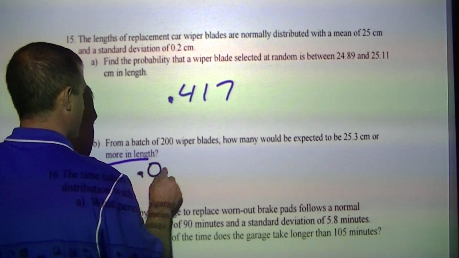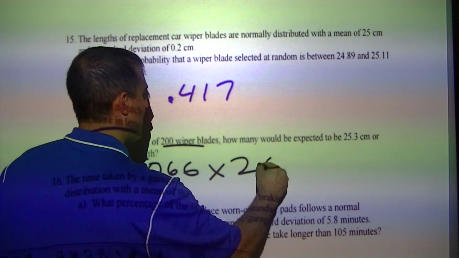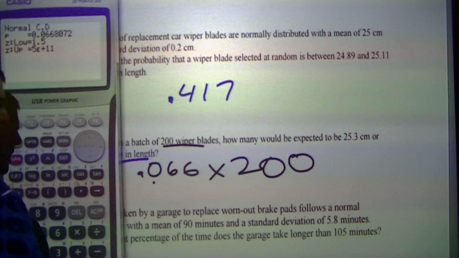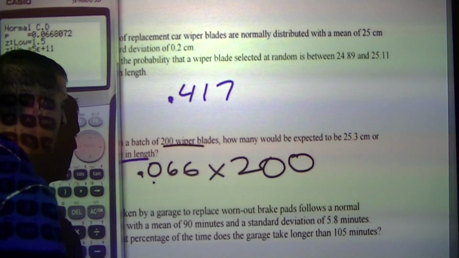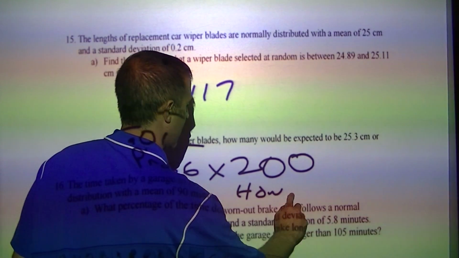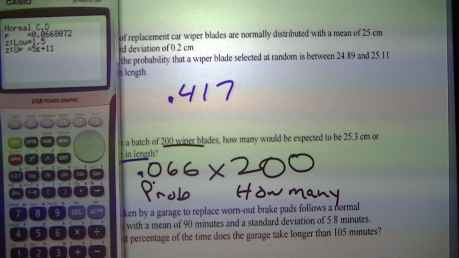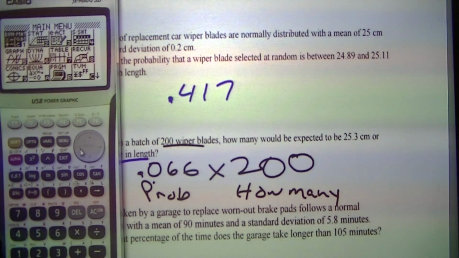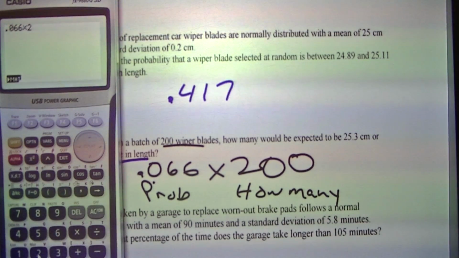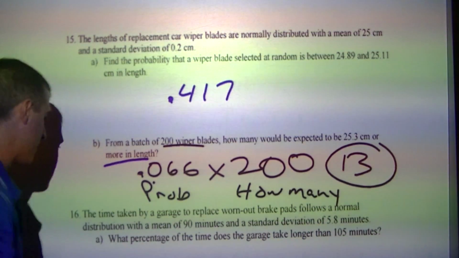So I got 0.066. Now this is a number, so they want how many. When they want the how many, you have to multiply, this is key, the probability by how many. That's how you get that answer. So 0.066 times 200, and that's about 13 wiper blades. 13 wiper blades are expected to be above that.